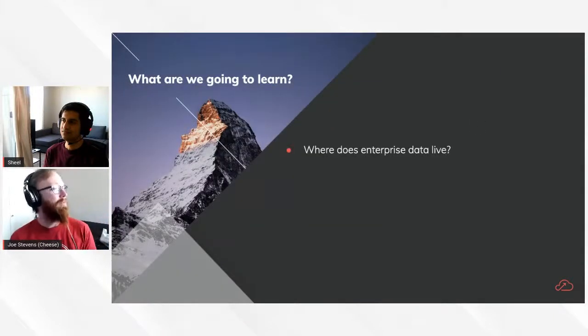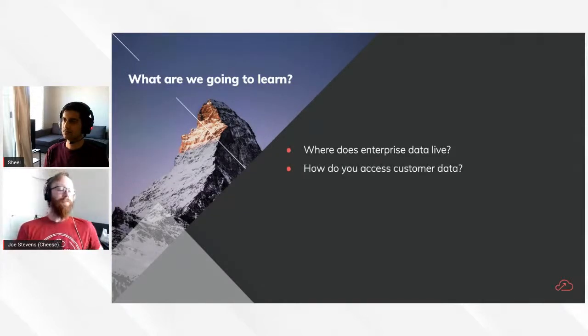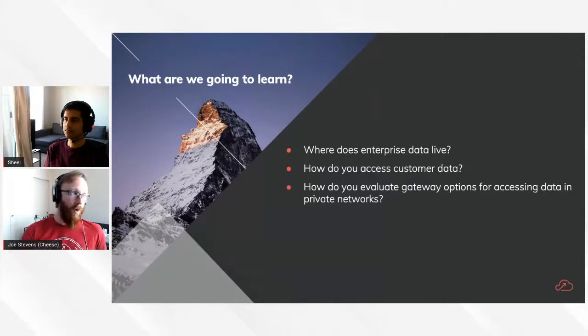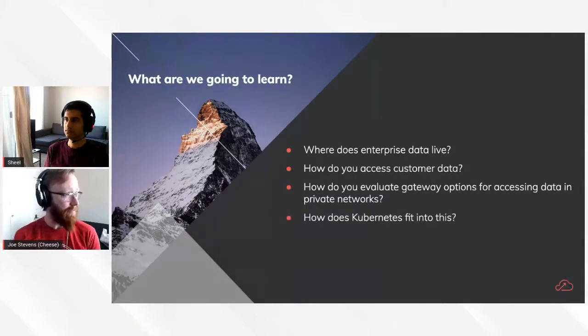But what are we actually going to talk about? So we're going to talk about where enterprise data lives, specifically, and what that actually means for a data company that is trying to process that data. We are going to talk about how you actually access customer data in all of these enterprise data security situations. What all goes into obtaining that access and managing it. So these are your various gateway options and what characteristics they all have. And then lastly, how does Kubernetes fit into all of this? Because it does. Trust me.